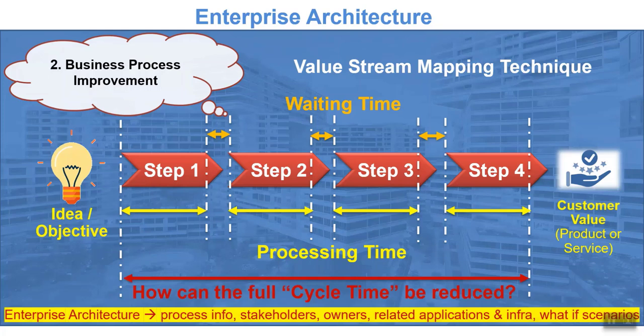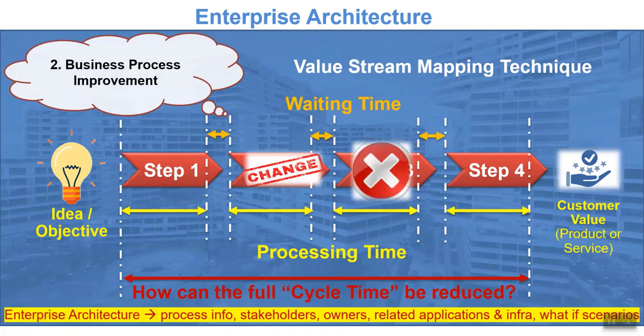Having an enterprise architecture practice and system in place provides you all the information required to do this value stream mapping. It gives you information about the process stakeholders and owners, any related applications and infrastructure, and the capability to do what-if scenarios so that you can compare between different paths that can be taken by this business process to reach the best possible and most efficient path. As a result of value stream mapping, some steps during the process have to be changed, others have to be eliminated, and other steps can be automated to complete in a much faster time.